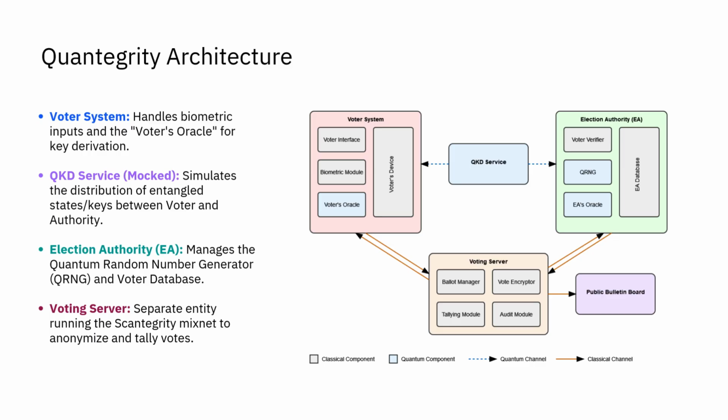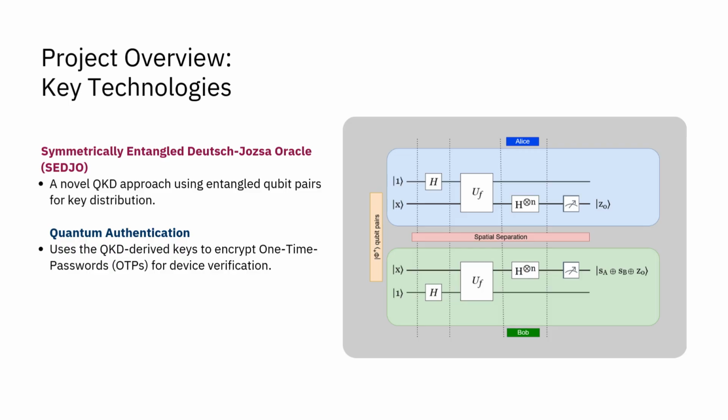The architecture consists of three main pillars. The voter and election authority exchange keys via a quantum channel. Once the voter is authenticated, the vote is encrypted and sent to a separate voting server, which uses a mixnet to shuffle and tally votes. Our core quantum technology is based on a brand new entanglement-based QKD protocol called SEDJO. This can also be used as an authentication protocol.